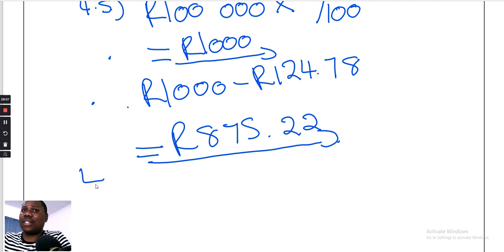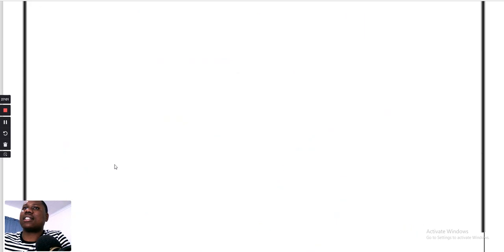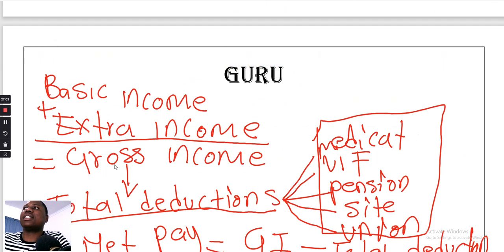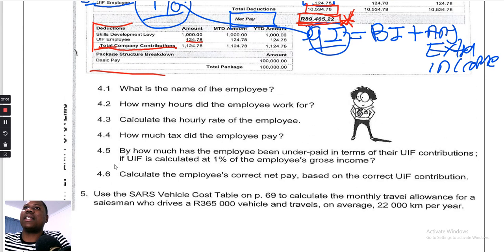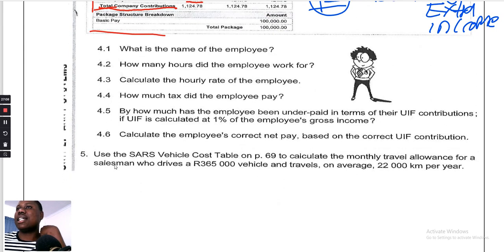Okay, 4.6. What does it say? They are saying calculate the correct net pay based on the correct UIF contribution. Now we have calculated the correct UIF. So the correct UIF now is 1,000. So we are now going to calculate the correct net pay.